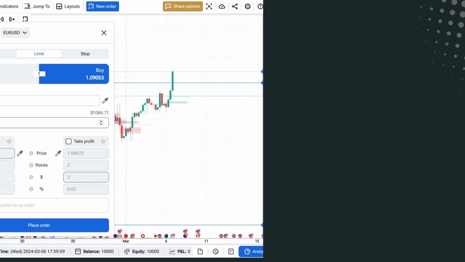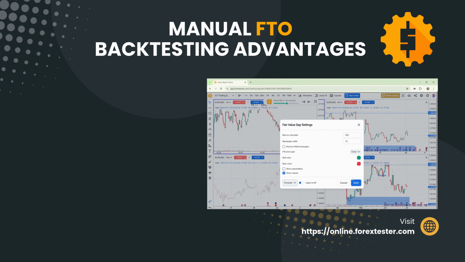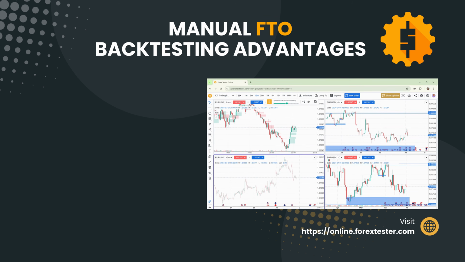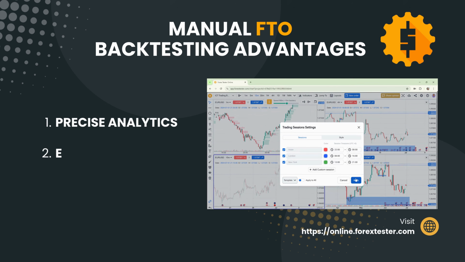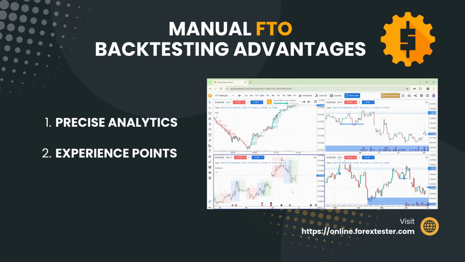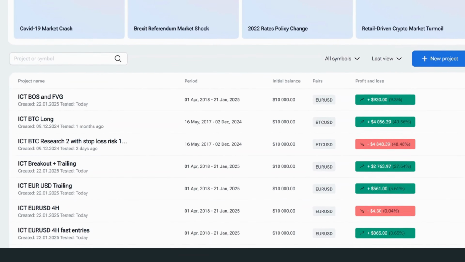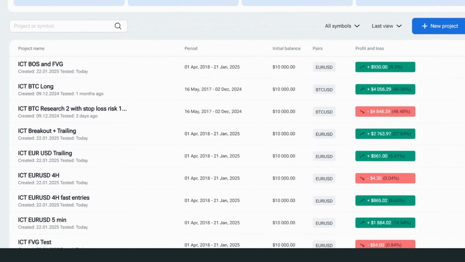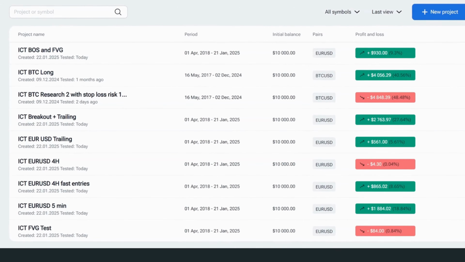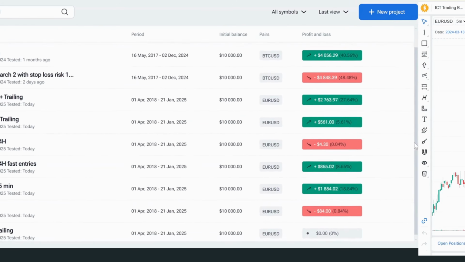But here's the good news. Manual backtesting in FTO gives you two powerful advantages. First, you get precise analytics about specific strategies. Second, and perhaps more importantly, you gain invaluable experience through observation. As you practice, you'll naturally start to see which variations work best, helping you narrow down the vast range of possibilities. It's like building a strategy piece by piece, making sure each part works before adding the next one.